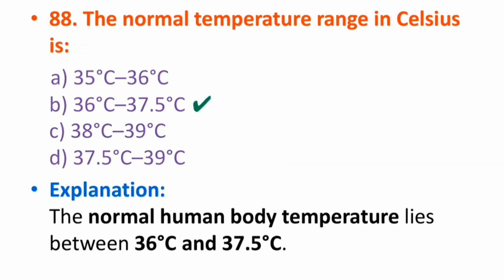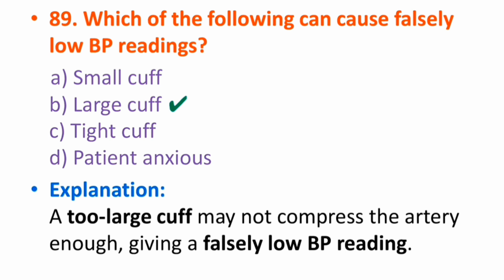The normal temperature range in Celsius is option A, 35 degrees Celsius to 36 degrees Celsius. Option B, 36 to 37.5 degrees Celsius. Option C, 38 degrees to 39 degrees Celsius. Option D, 37.5 to 39 degrees Celsius. The correct answer is option B. The normal human body temperature is 36 to 37.5 degrees Celsius.